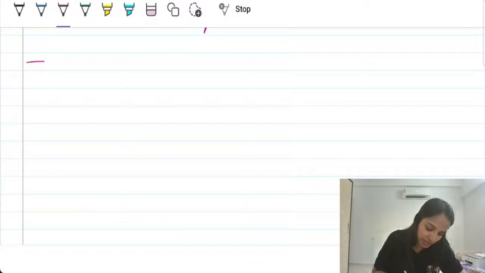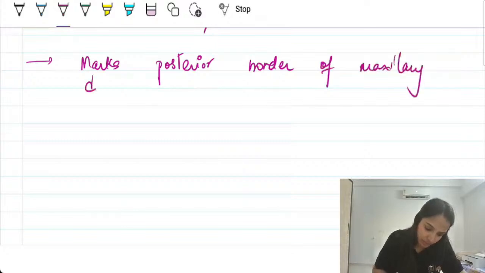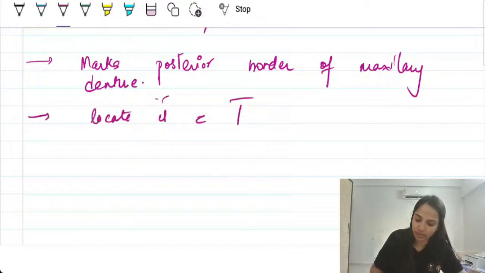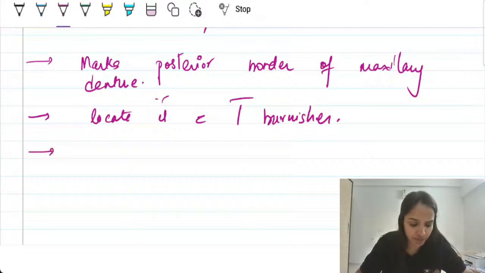This is a notch that marks the posterior border of the denture. You can locate it with a T-burnisher or even a mouth mirror, right? So those are the different features of your hamular notch. Now, before we move ahead, let us discuss the pterygomandibular raphe. The pterygomandibular raphe is also very important.